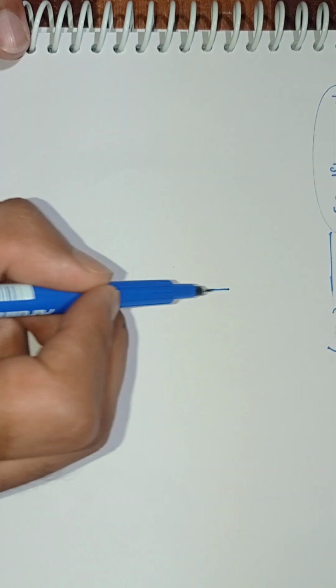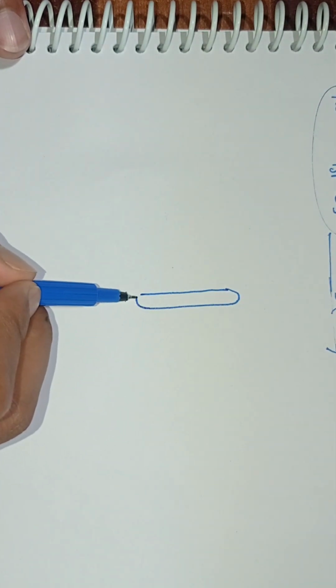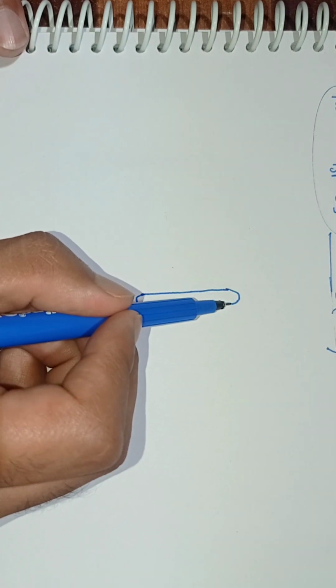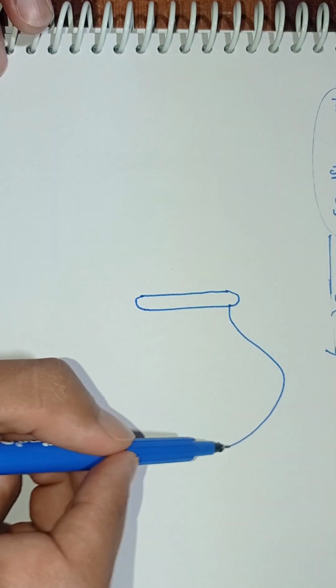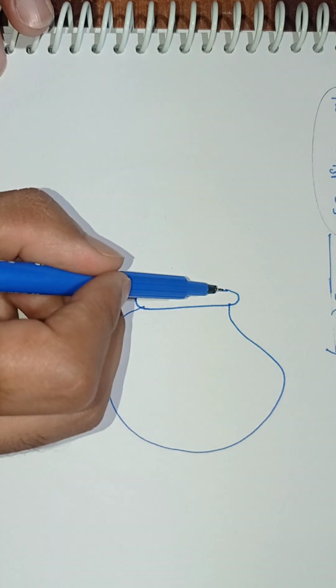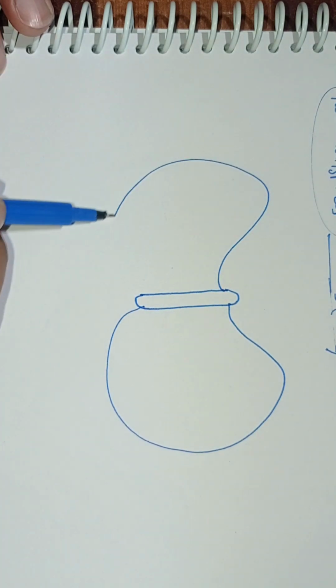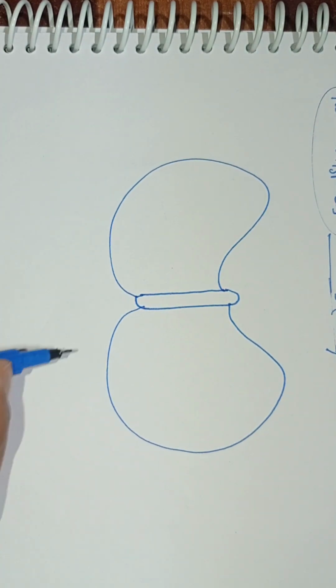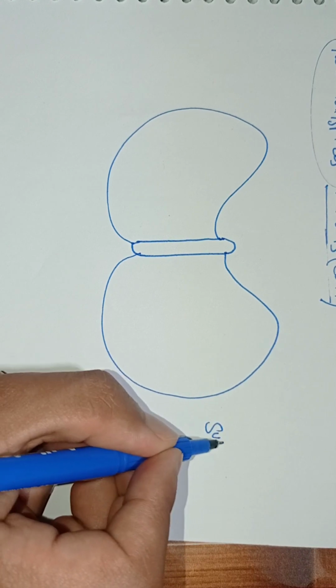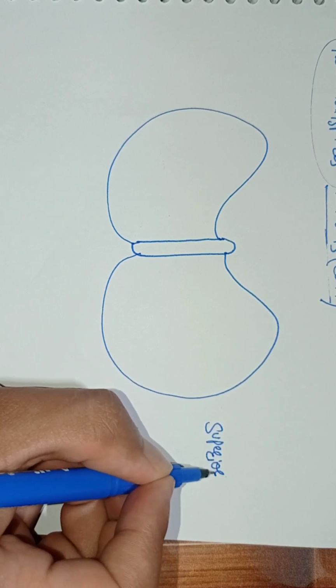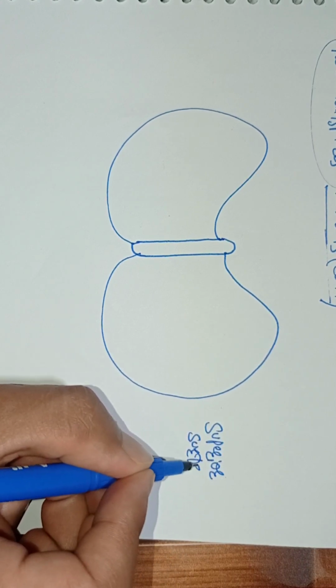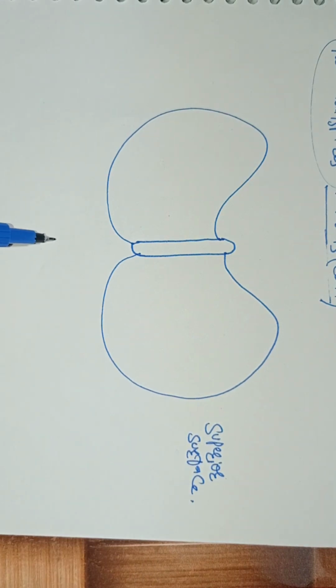First we will make a pillar-like structure. From here we'll continue a line like this to here, and from here we'll continue a similar line like this to here. So this is the superior surface of cerebellum. Now we will draw the inferior surface.